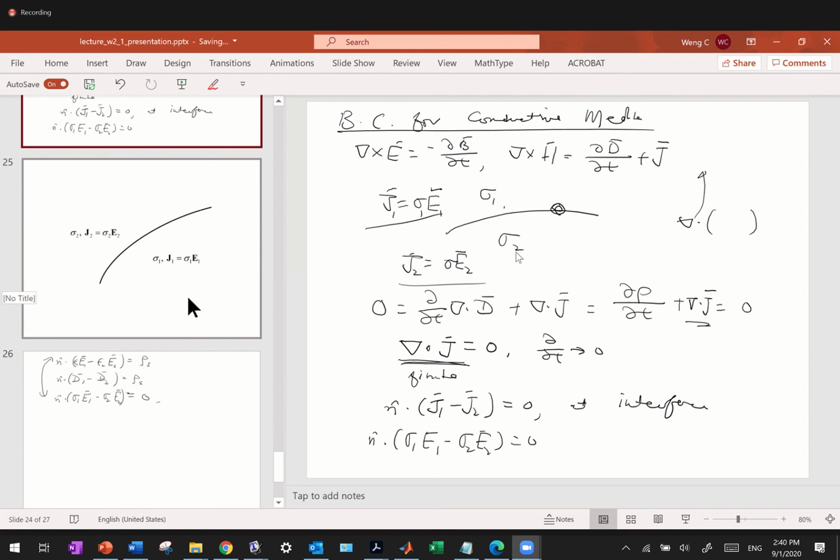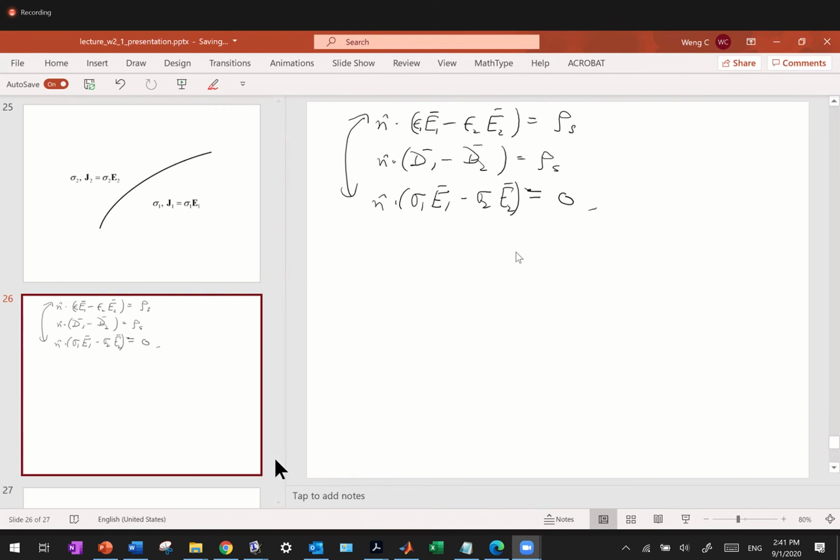And this is actually what you encounter in the semiconductor medium. Semiconductor medium is often conductive, and at the interface you will have certain surface charge accumulation. Okay? So any questions so far?